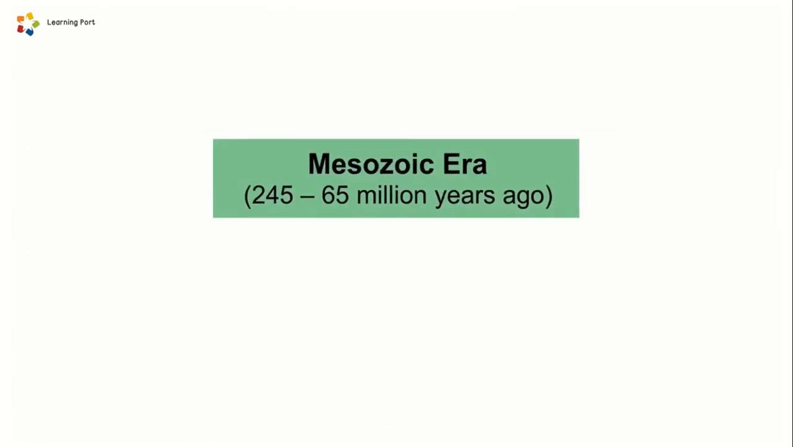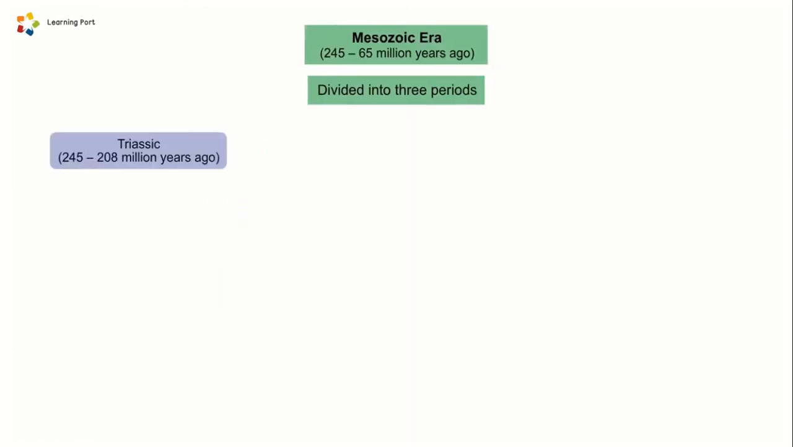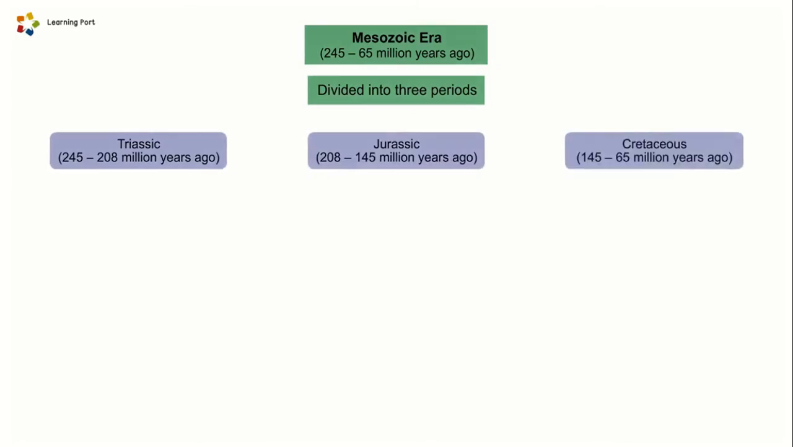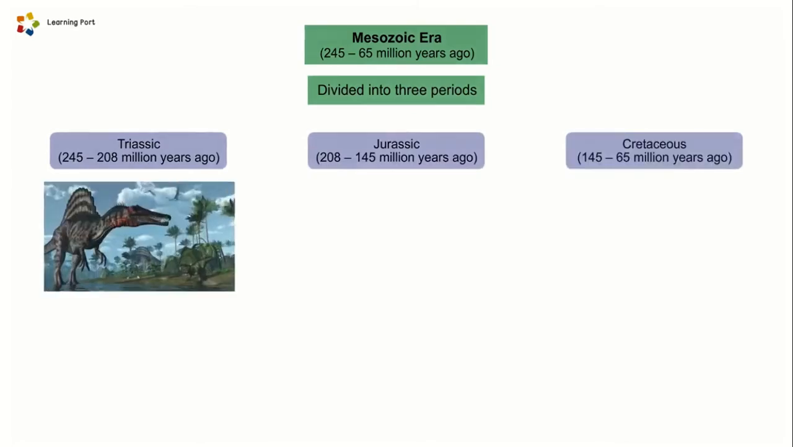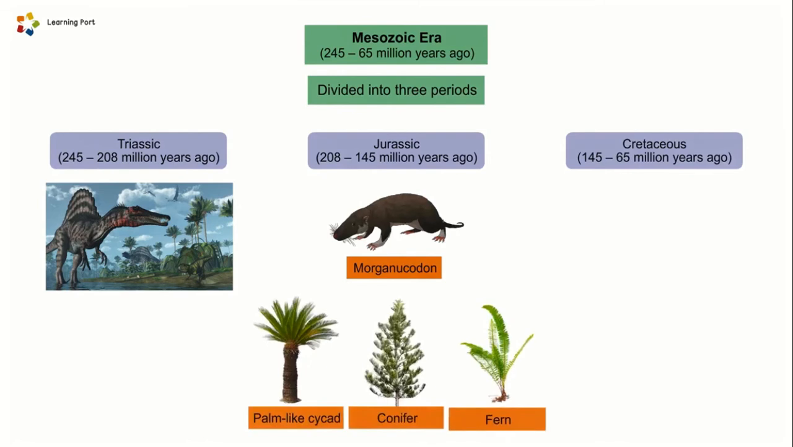The Mesozoic era lasted from 245 to 65 million years ago. It is divided into 3 periods: Triassic, Jurassic, and Cretaceous. The first mammal and dinosaur evolved during the Triassic period. Morganopithecus was one of the earliest mammals that lived during the Jurassic period. The first non-flowering plants, such as conifer, palm-like cycad, and fern, appeared during the Jurassic period.